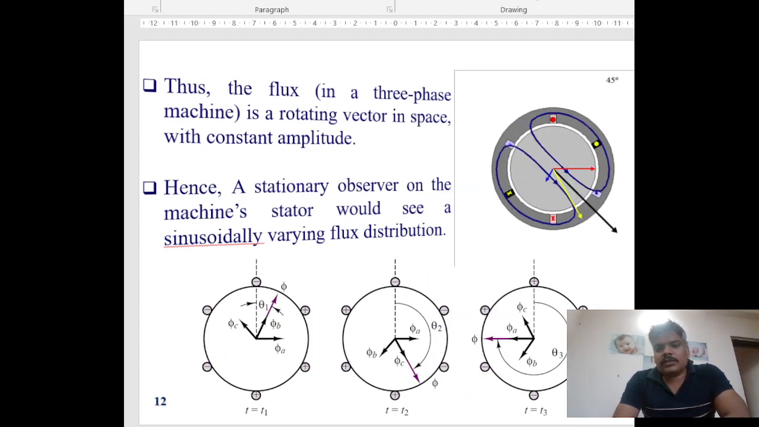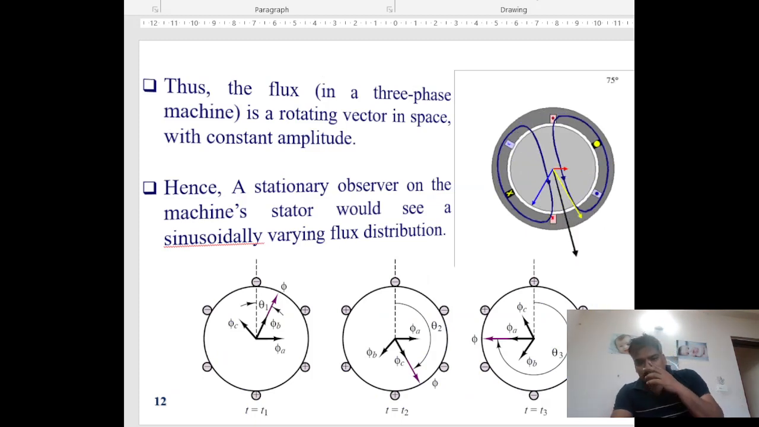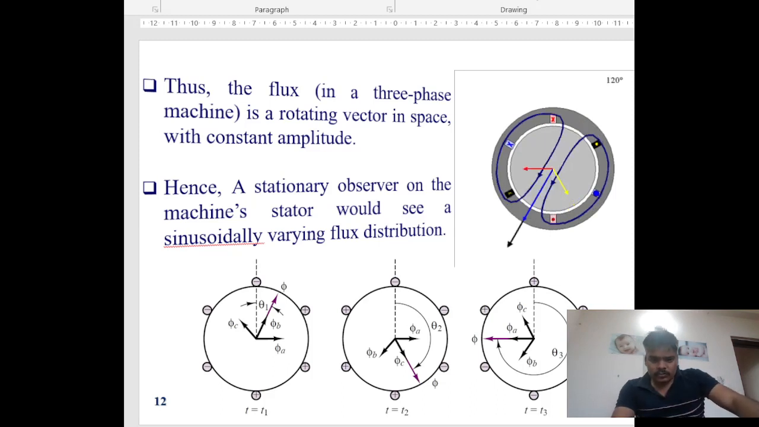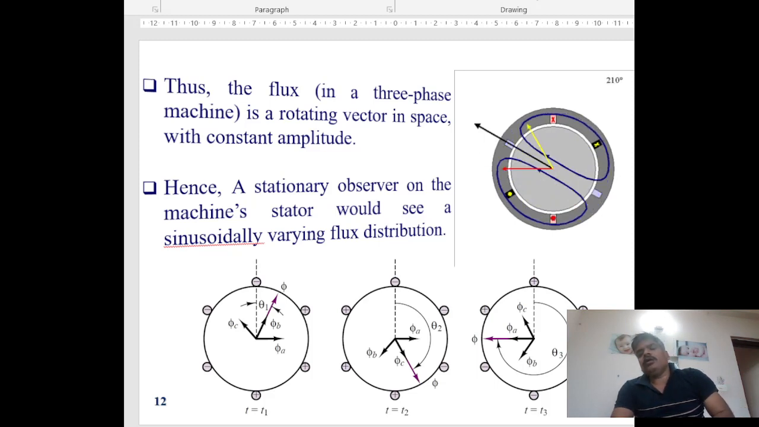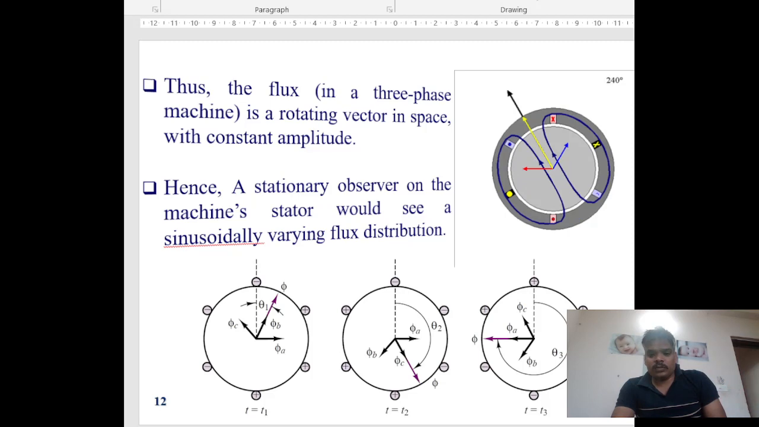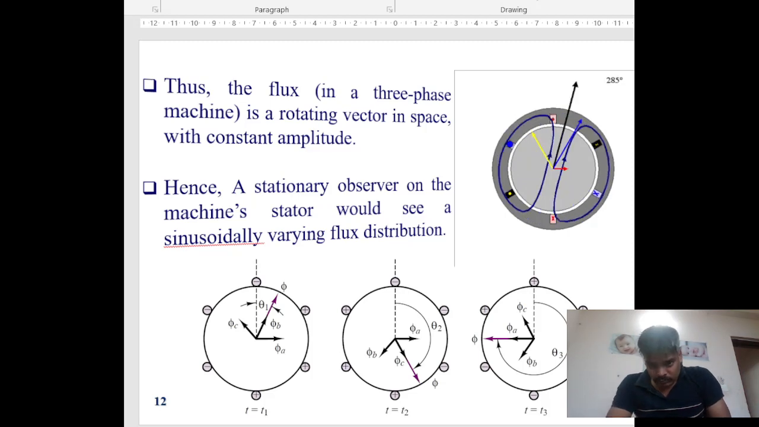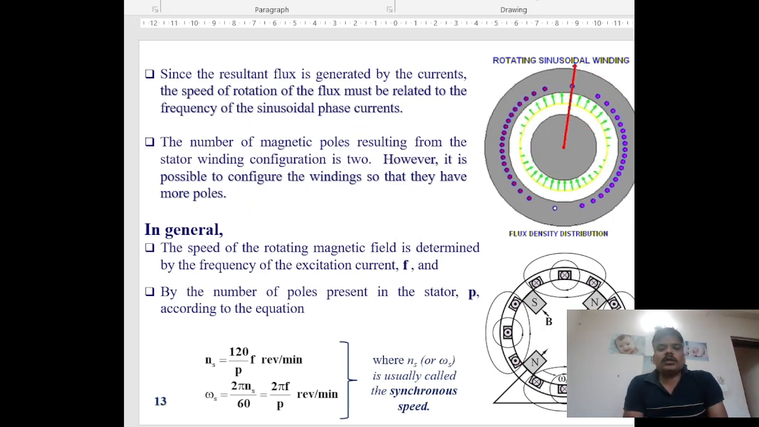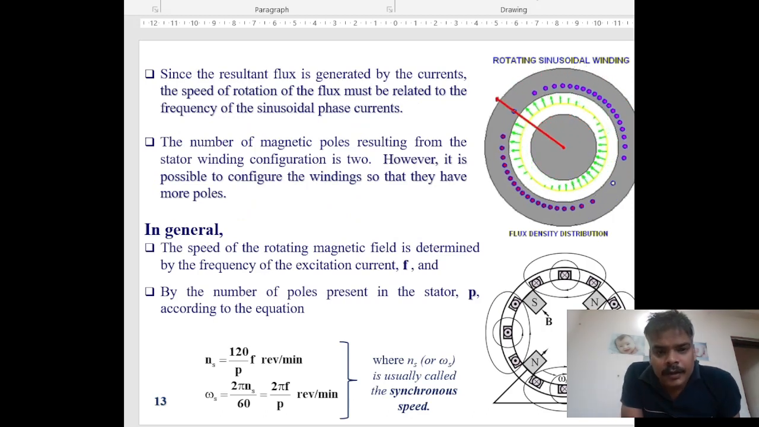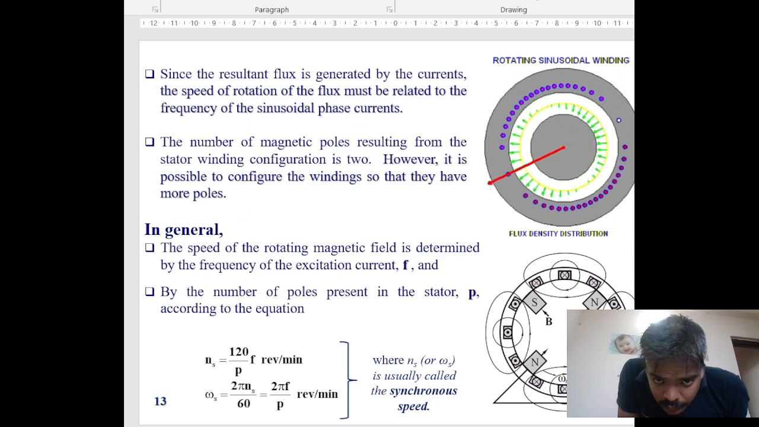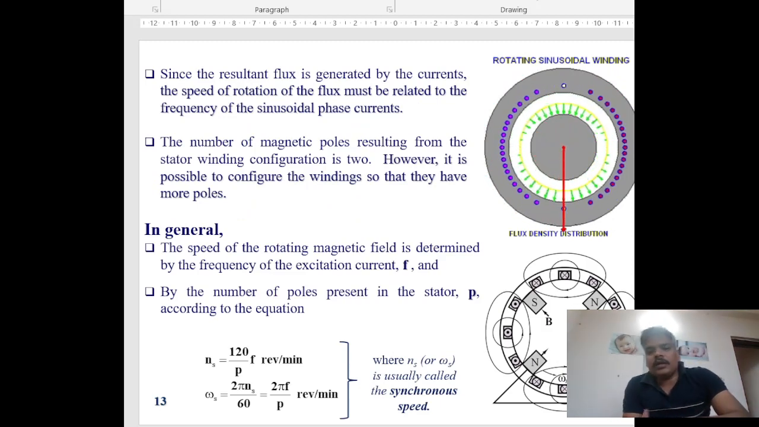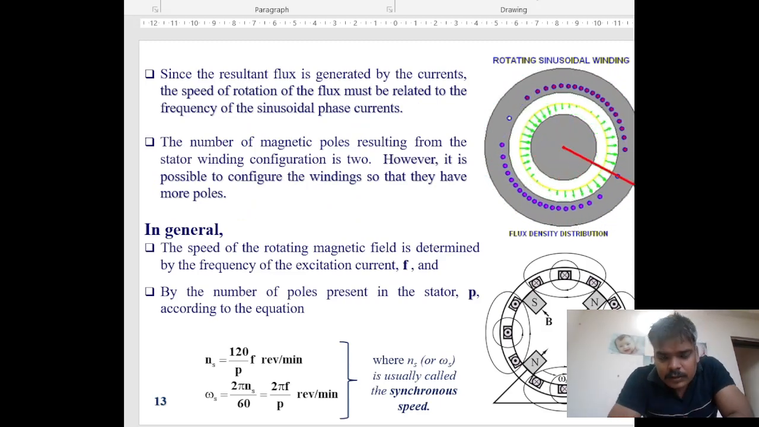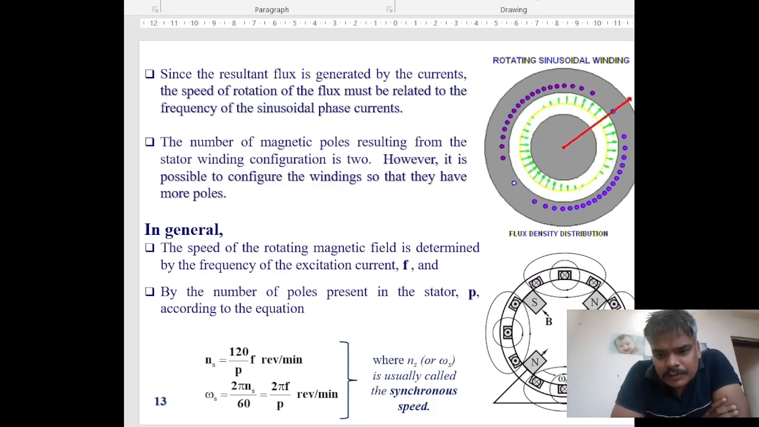Flux in a three-phase machine is a rotating vector in space with constant amplitude. Hence, a stationary observer on the machine stator would see a sinusoidally varying flux distribution. Since the resultant flux is generated by the current, the speed of rotation of the flux must be related to the frequency of the sinusoidal phase current.